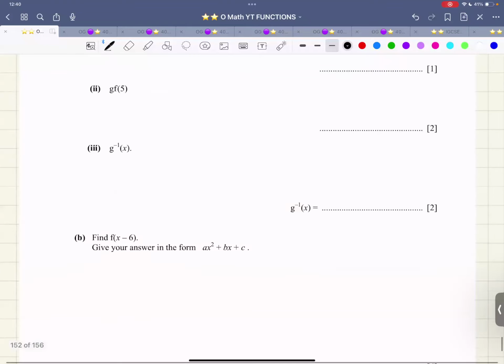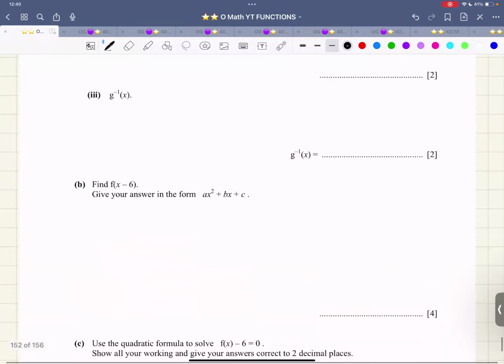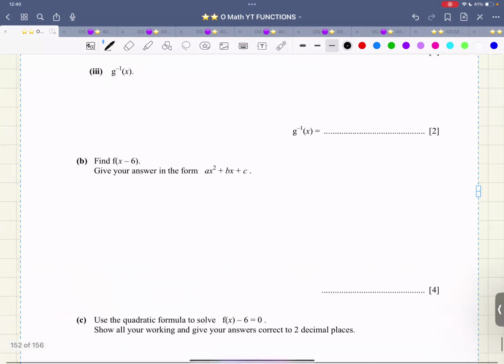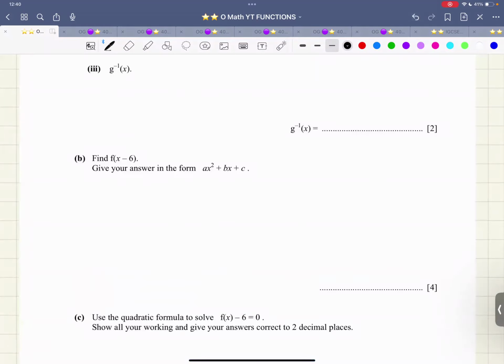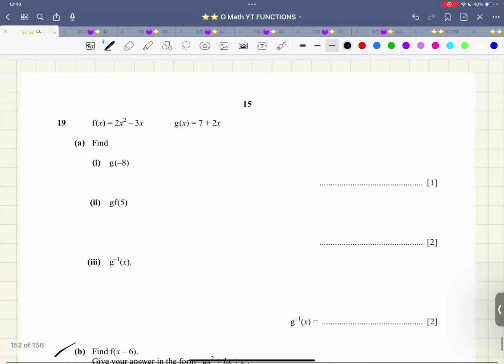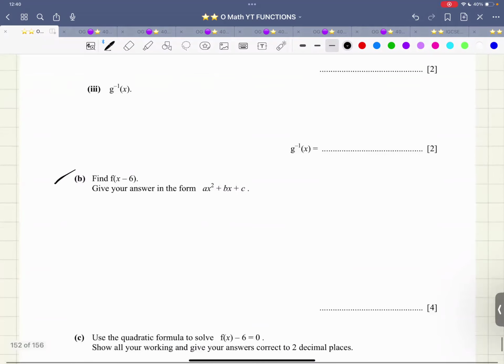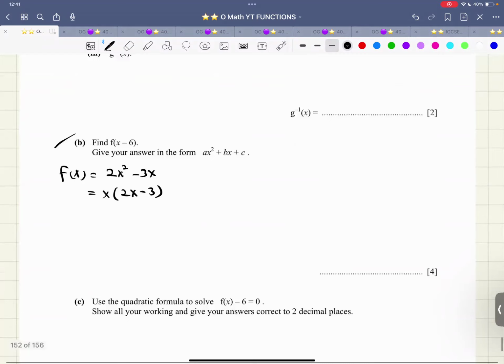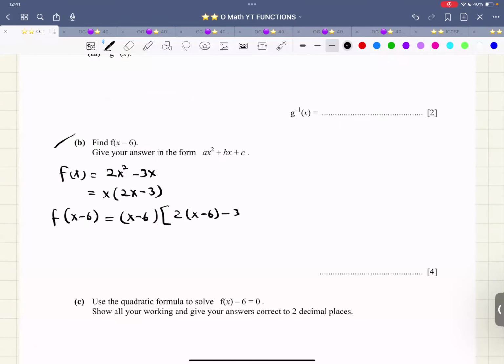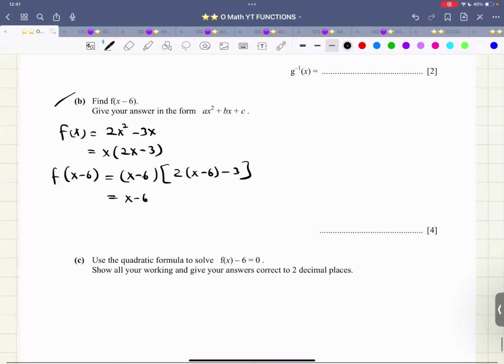Similar questions over here. Nothing special. This is f of x minus 6. Just plug in x minus 6 over here. Nothing special. Where is f(x)? 2x squared minus 3x. So f(x) equals 2x squared minus 3x. I can even write this as x(2x minus 3). First simplify, then plug in f(x minus 6). That is x minus 6. And this is 2(x minus 6) minus 3. This is x minus 6.